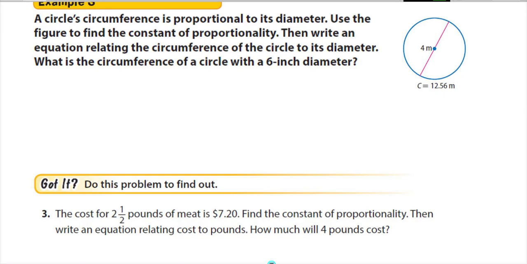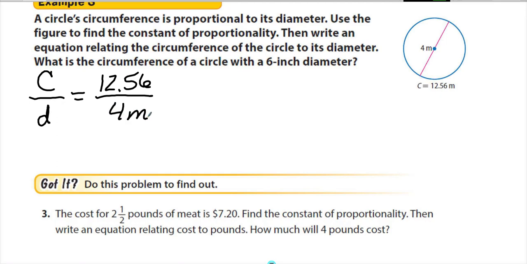All right, so we got lots of different parts here. So first they want us to figure out what the constant of proportionality is. So for this one, it tells us that the circumference is proportional to its diameter. Okay, well, what was the circumference? It tells us in the figure that the circumference was 12.56 meters. So we're going to put 12.56 over, and then the diameter, which is all the way across, is 4 meters. Okay, remember, diameter means the entire length of the circle going across. Okay, you should have had that in previous years, but if not, that's what it means. Diameter is all the way across.